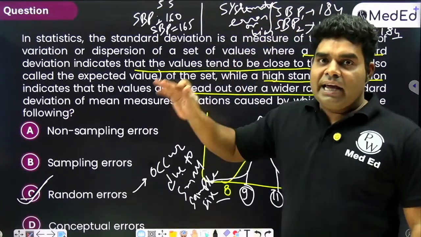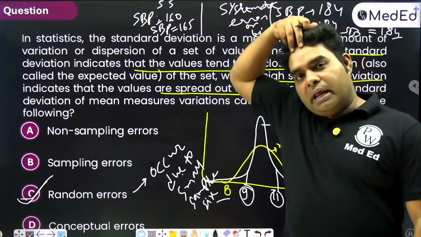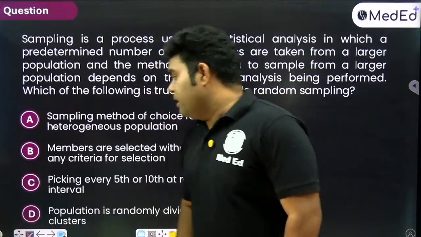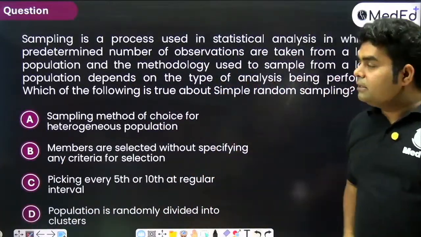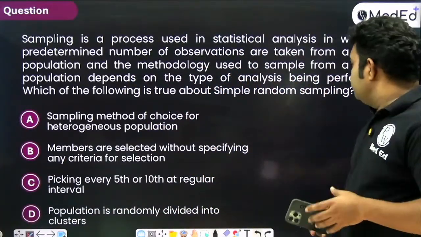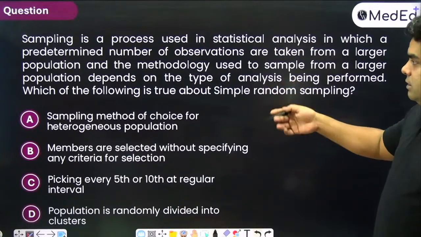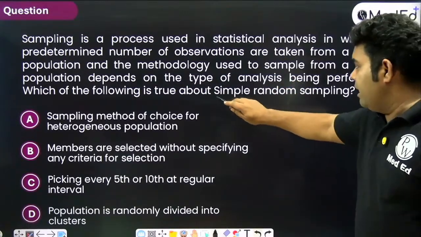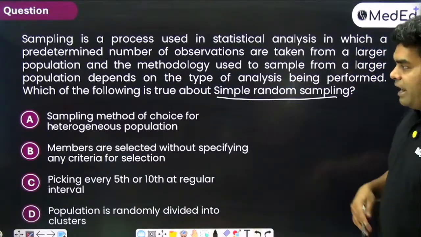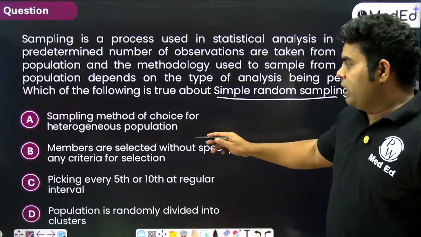Systematic error will remain like that even if you increase sample size, but random error decrease when you increase sample size. Okay, chalo, next question is that sampling is this time, which of the following is true about simple random sampling? They are just asking which is correct for simple random. Sampling method of choice for heterogeneous population?